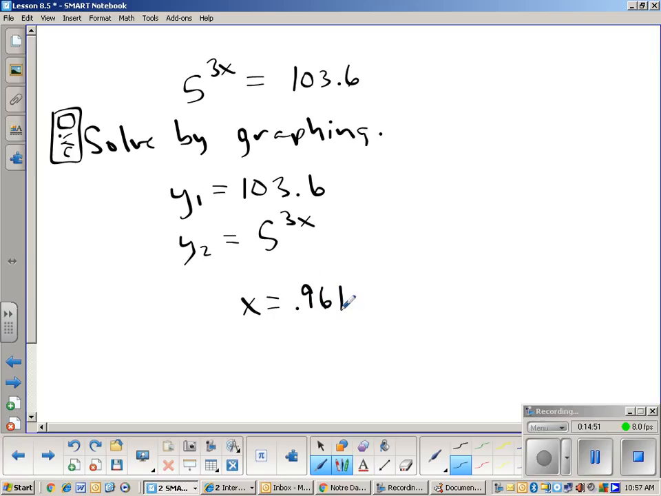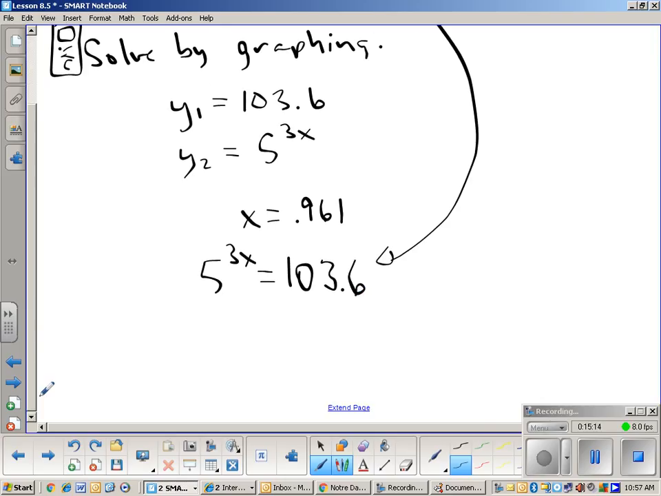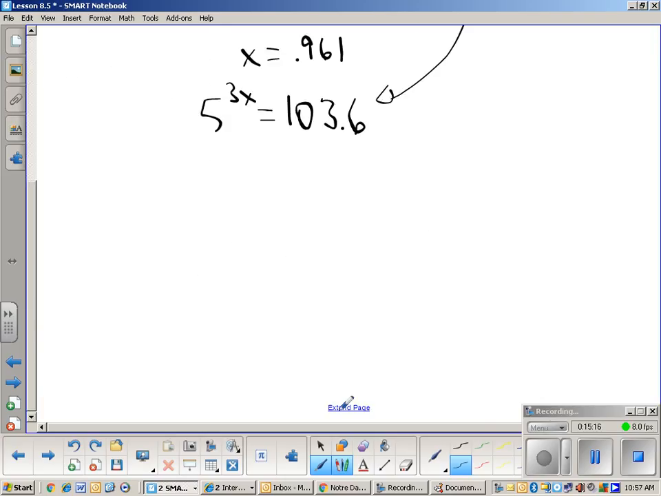Okay? So that's if we did it by graphing. We just did an example a moment ago not graphing, so I'd like you to take a minute and do the same problem here: 5 to the 3x equals 103.6, and solve that by a non-graphing method, so one of the other two methods. I'll pause while you do that for a few minutes.